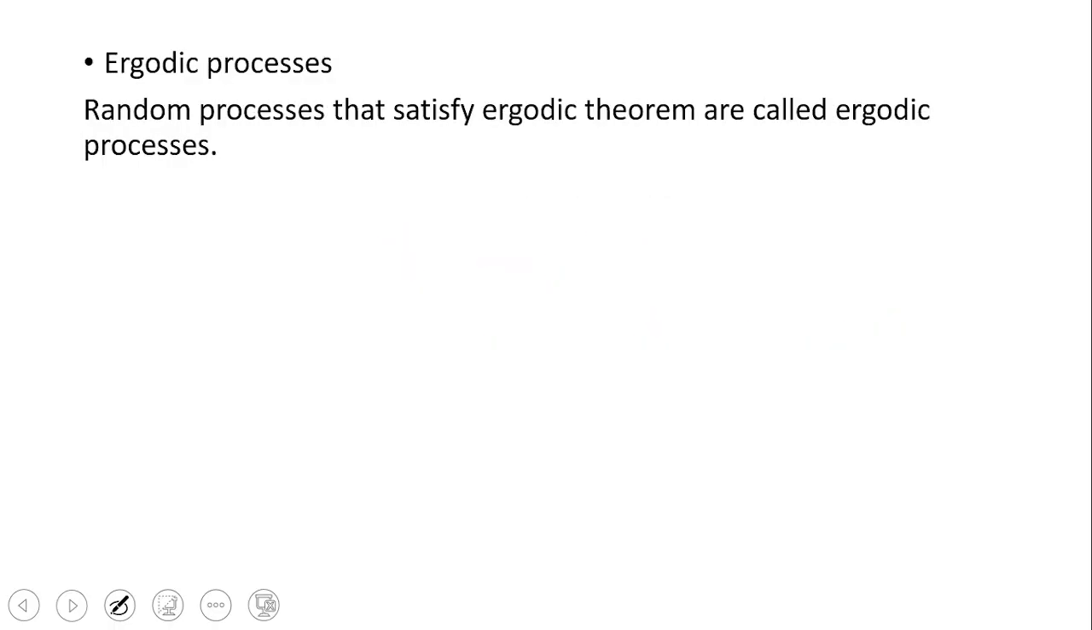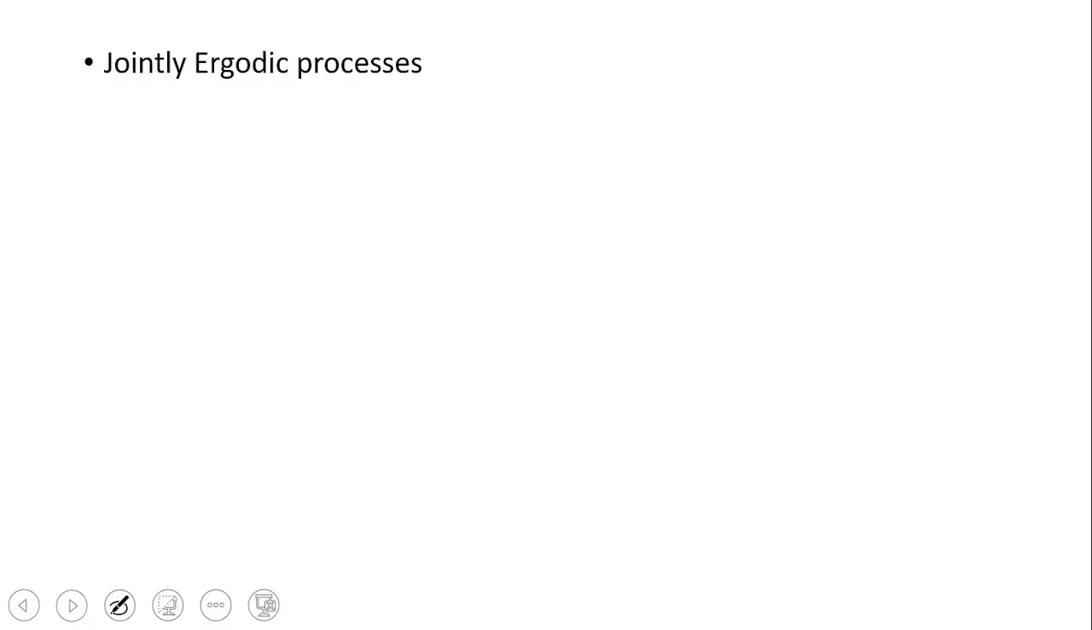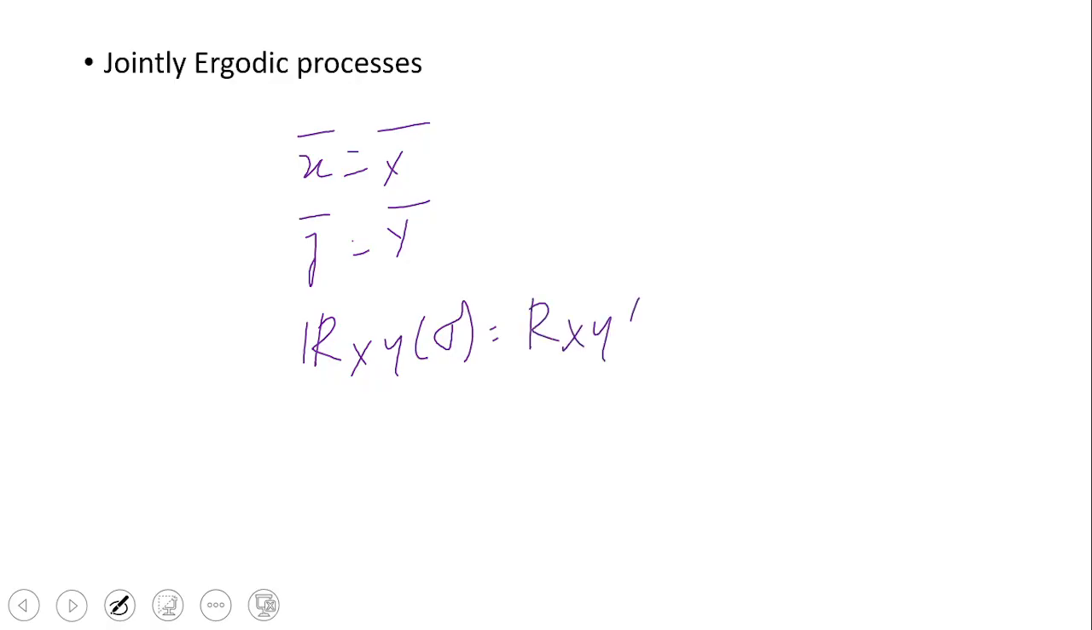Ergodic process: a random process that satisfies the ergodic theorem is called an ergodic process. Jointly ergodic process means if for two random processes, x bar is equal to capital X bar, small y bar is equal to capital Y bar, and we write R xy of tau, the time cross correlation, is equal to the cross correlation function, then we can say it is jointly ergodic.